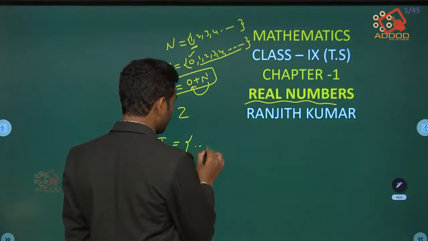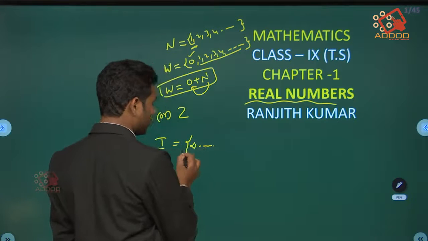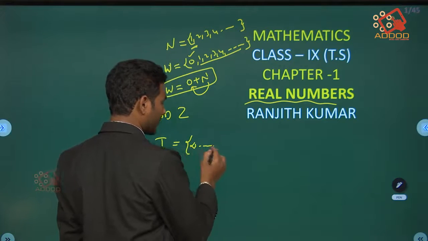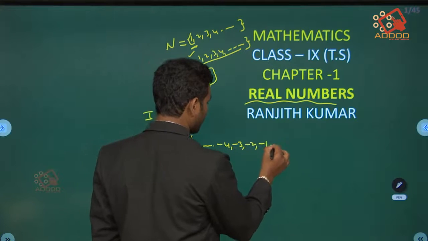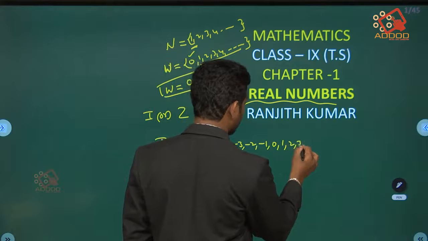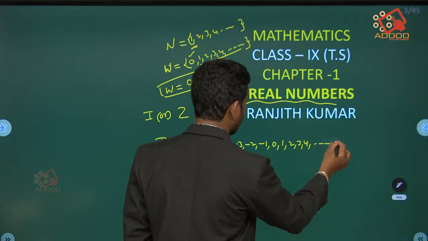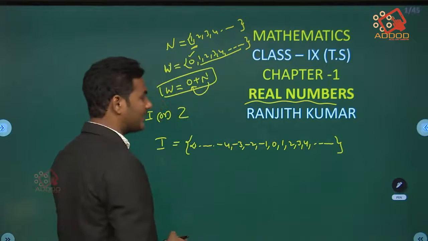For example, look here. On this side, infinitely many numbers are there. These are the negative numbers: minus 4, minus 3, minus 2, minus 1, 0, 1, 2, 3, 4, and so on, infinitely. So these are the integers.